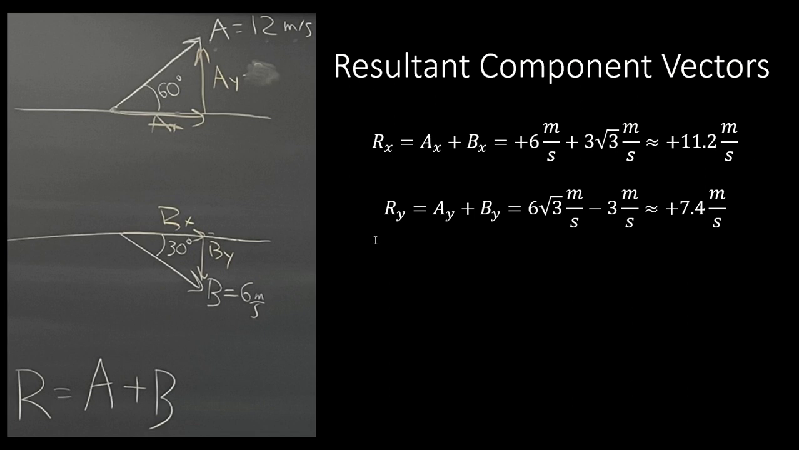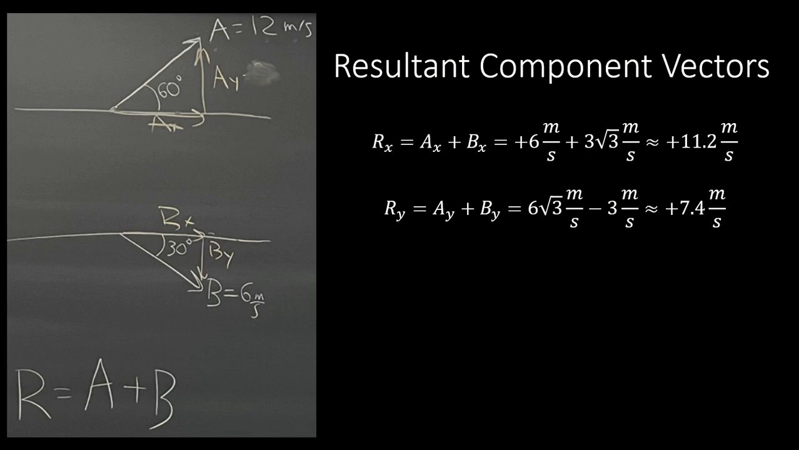For the y component of our resultant, that would be the sum of the y components of all of the vectors we were adding. We just have A and B, so we take Ay plus By, or 6 square root of 3 plus negative 3, or 6 square root of 3 minus 3 meters per second, which is approximately positive 7.4 meters per second.